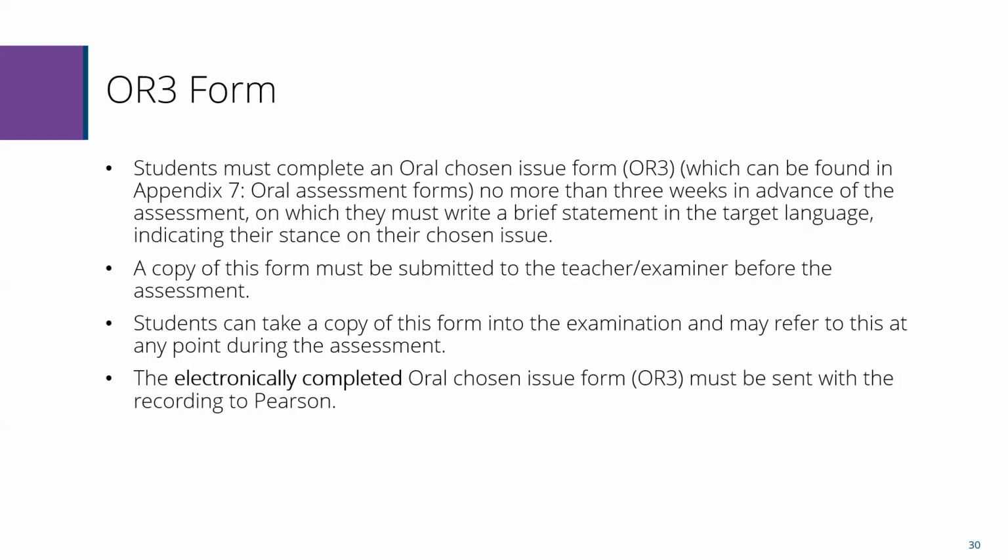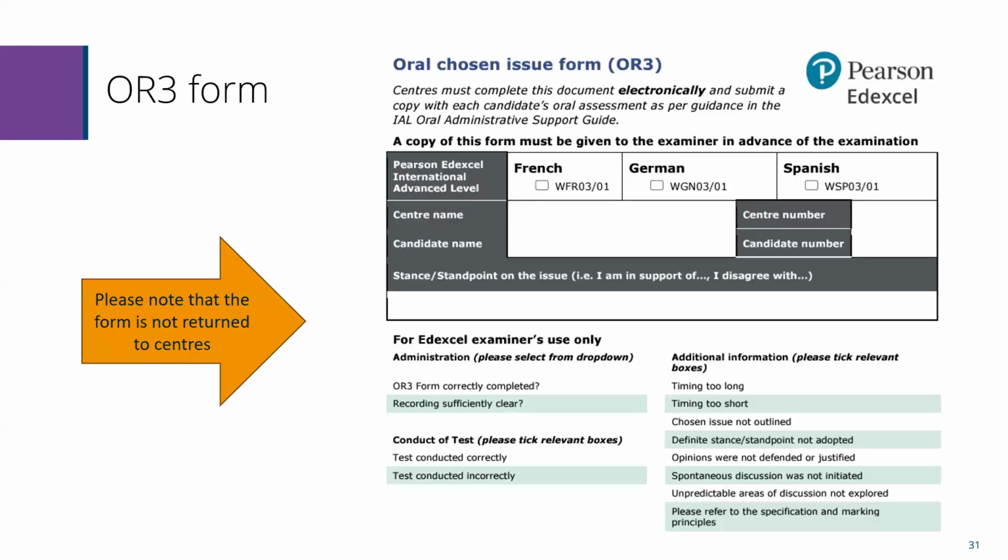The electronically completed oral chosen issue form must be sent with the recording to Pearson. Okay, and if you just want to have a look, it's a form that looks like that. They download it, they type into it, it's electronic, and again, it says it's not returned to the center. So if you've uploaded and you want to keep a copy, you keep a copy, but it's not something that you will see again if you upload it and don't keep a copy.